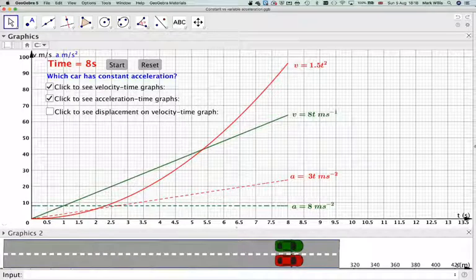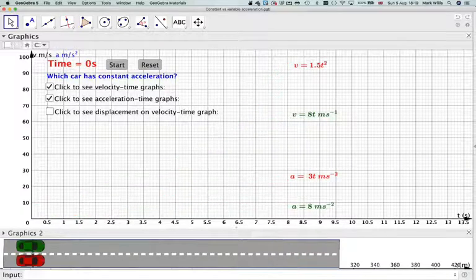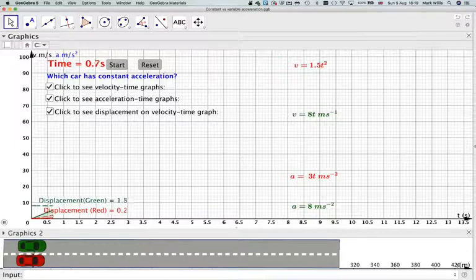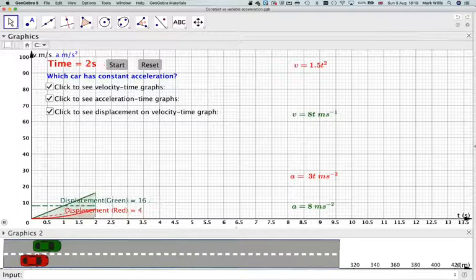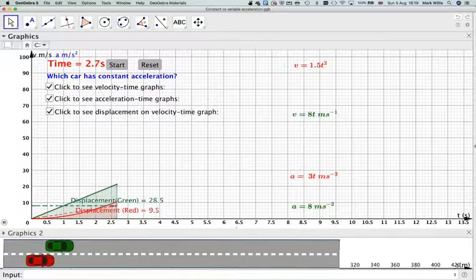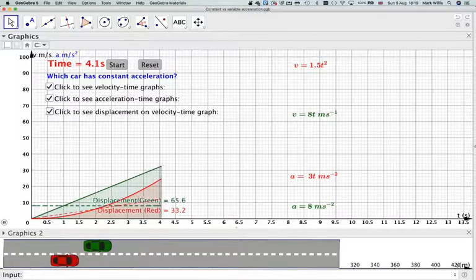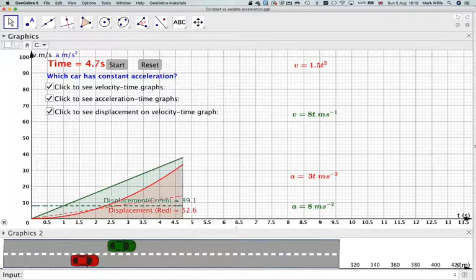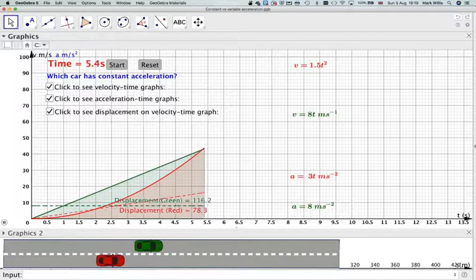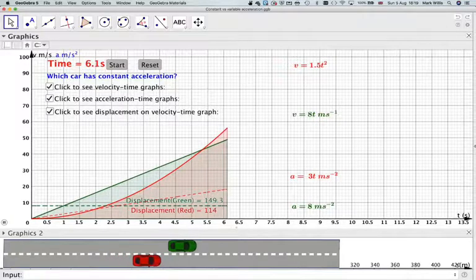We can also do this looking at the displacement. By the end, they both should have gone, I think it's 256 meters, and that's the area underneath the velocity time graphs that gives us these. So here we've got all three things going up. We can see all three graphs happening at the same time. The green area is the displacement of the green car. The red one is of the red car. We'll see at the end that they will both have an area of 256.